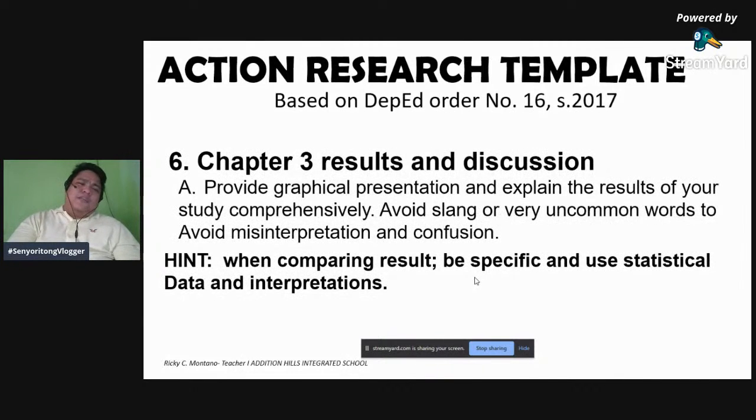Next is chapter three, results and discussions. Provide graphical presentations and explain the results of your study comprehensively. Avoid slang or very uncommon words to avoid misinterpretation and confusion. When comparing results, be specific and use the statistical data and interpretations. Refer to your graph if you have a graph, refer to your data if you have data presented. Do not go beyond explaining everything, just make it simple and specific.